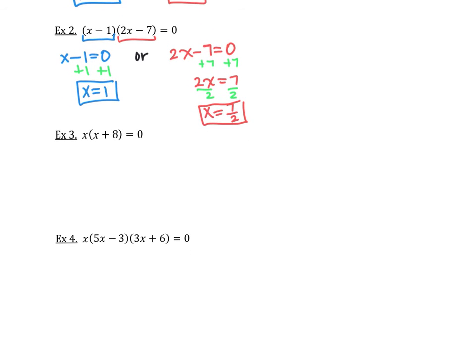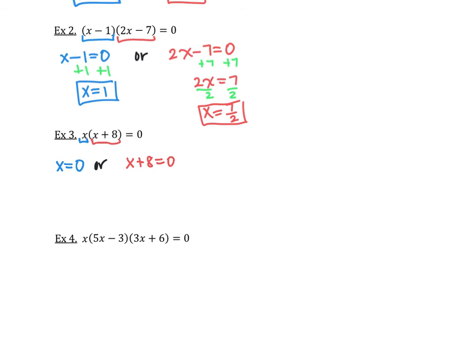Okay, we're going to do two more of these. Okay, so for example 3, this is also in factored form. It says x times (x plus 8) is equal to 0. Because it's equal to 0, it must be true that either this is equal to 0 or else the other factor is equal to 0. And I do show my work because sometimes eventually these will get harder than this.